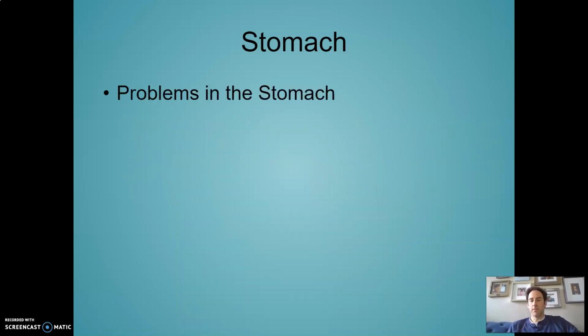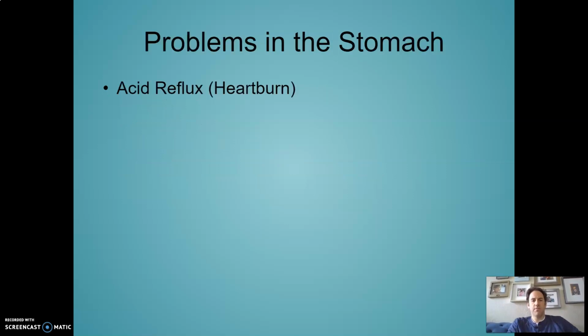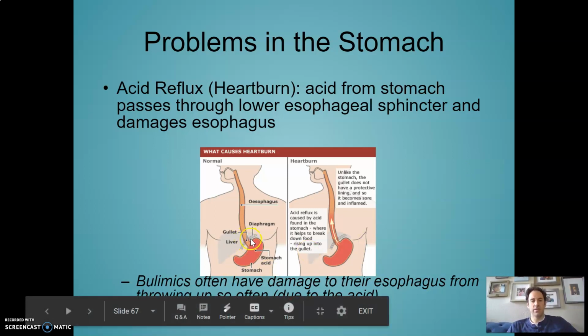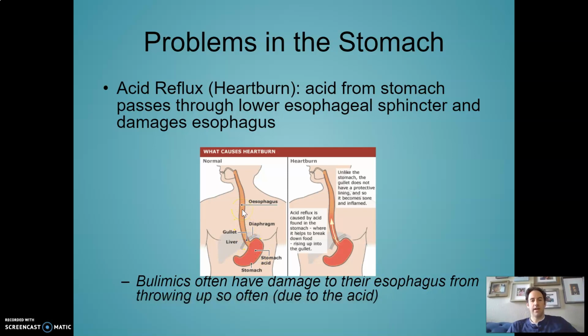So, problems with the stomach. Well, maybe you've heard of a couple of these. Acid reflux, more commonly known as heartburn. What's happening here is acid from the stomach is able to pass through that lower esophageal sphincter and move into the esophagus. Now, the stomach has that mucus lining to protect itself from acid. The esophagus does not. And so if that little sphincter, that little circular muscle between the esophagus and stomach, isn't working properly, acid can creep up the esophagus and then cause pain.